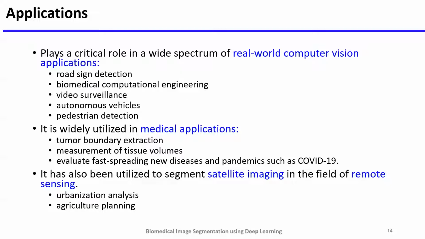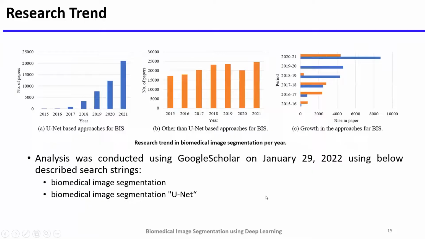Other than this, another very important area of application is related to satellite imaging and the field of remote sensing. So here we can perform urbanization analysis and agricultural planning, and many more other applications are covered under this very trending area of research.